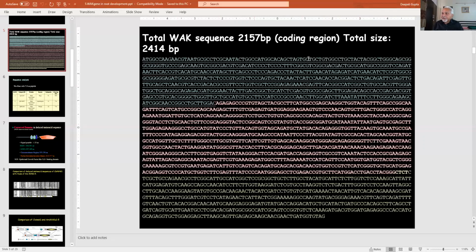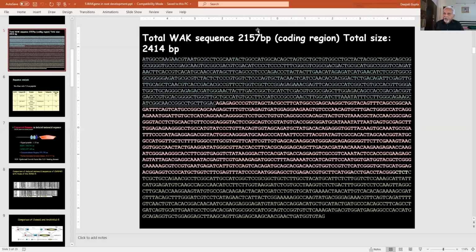So total size of this was 2,414 base pair. And out of this, the coding region was of 2,157 base pairs. So remaining was untranslated region, okay? So, as I mentioned earlier, once you have a sequence in hand, your job is facilitated by bioinformatic analysis. You can derive a whole lot of information using this tool.